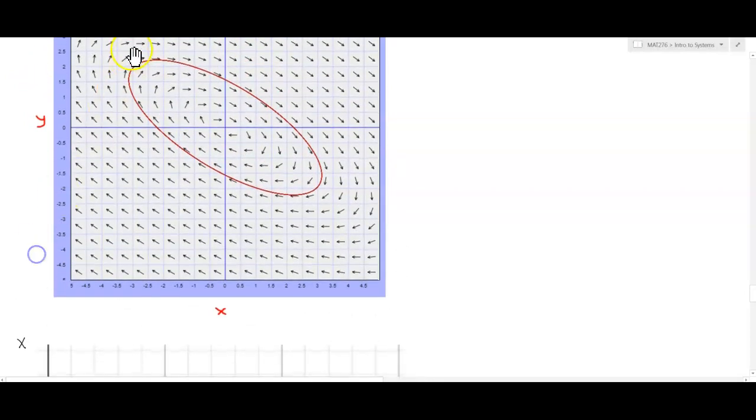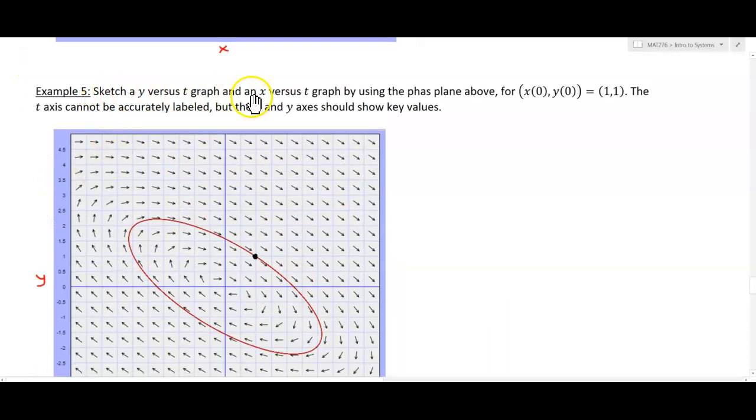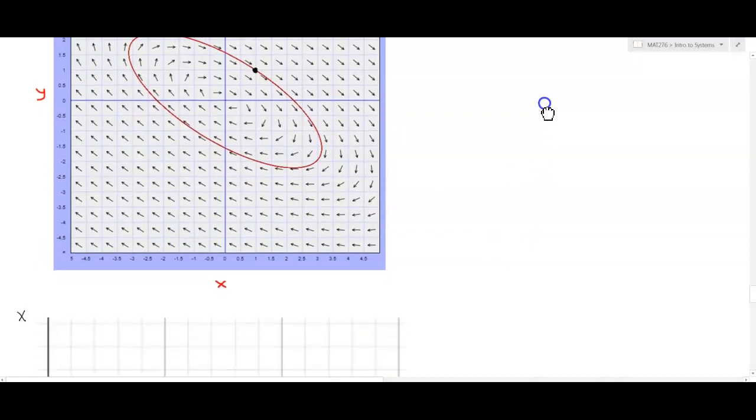But I started off with the point, my initial condition was the point 1, 1. That's what we wanted in the problem description up here: sketch a y versus t graph and an x versus t graph by using the phase plane above, for x(0), y(0) equals 1, 1. The t-axis cannot be accurately labeled, but the x and y axes should show key values. So how can we do that?